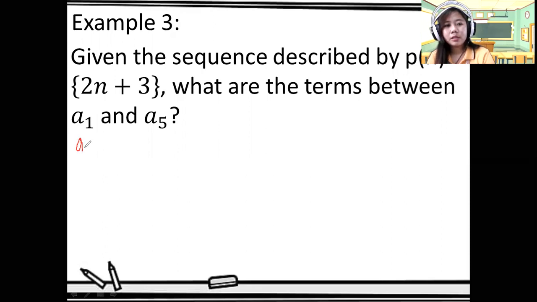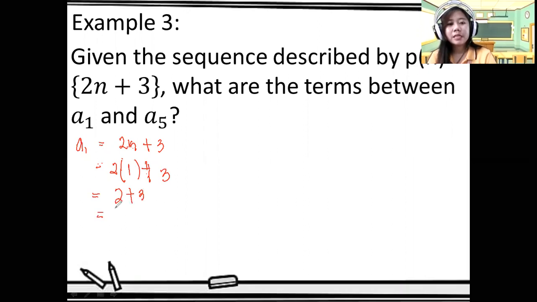A sub 1 is equal to 2n plus 3. Okay, we will go downward so that it fits. 2 times 1, because the first term is what we are looking for. 2 times 1 plus 3 is equal to 2 plus 3. So 2 plus 3 is equal to 5. So the first term is 5. Now let's find the second term.